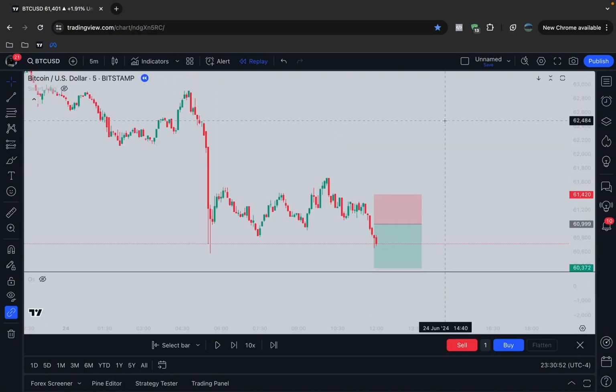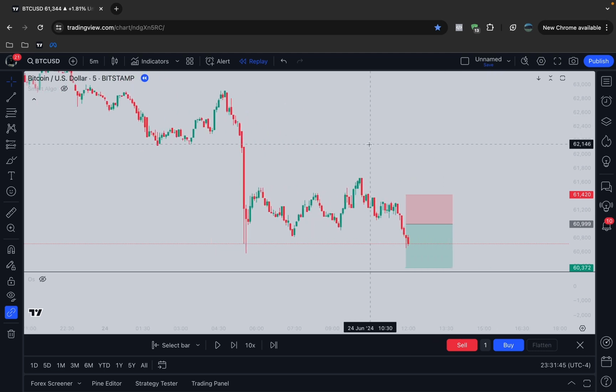Alright, guys, so I'm going to show you my exact strategy that I used to catch this nice move to the downside on Bitcoin while scalping with the 5-minute time frame. This is one of the best indicators I think I've ever used while charting on TradingView. Let's go over exactly how this strategy works and how you can get a 70 or 80% win rate while trading with this strategy.